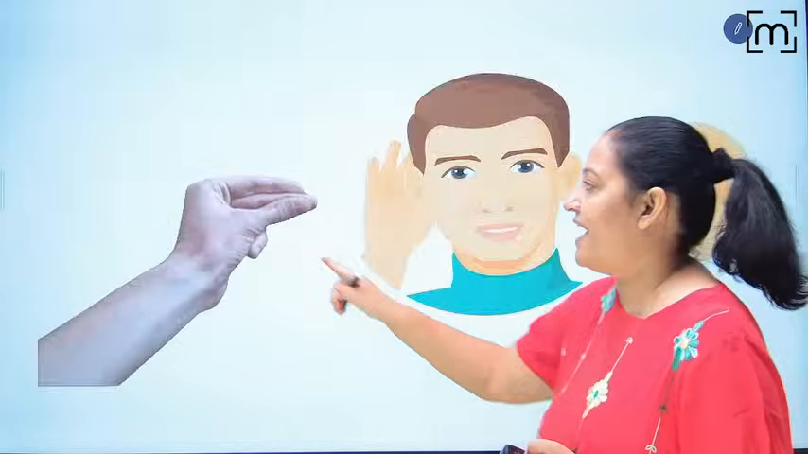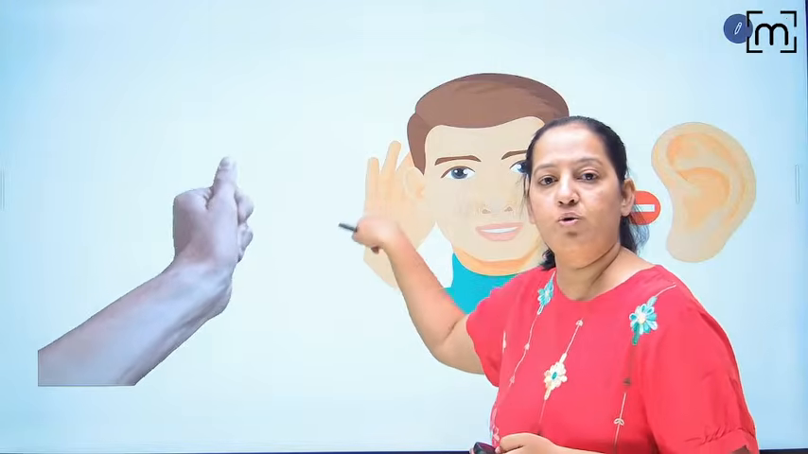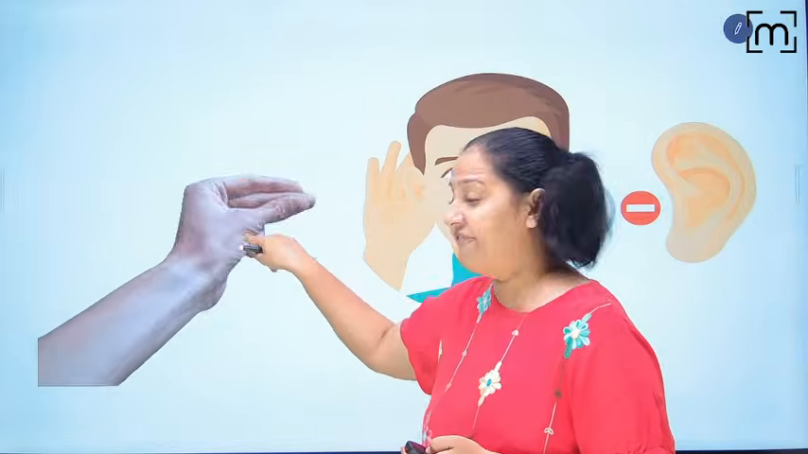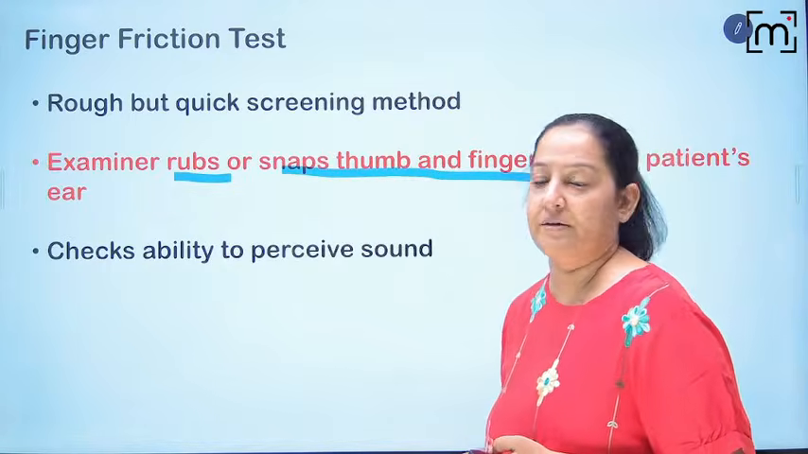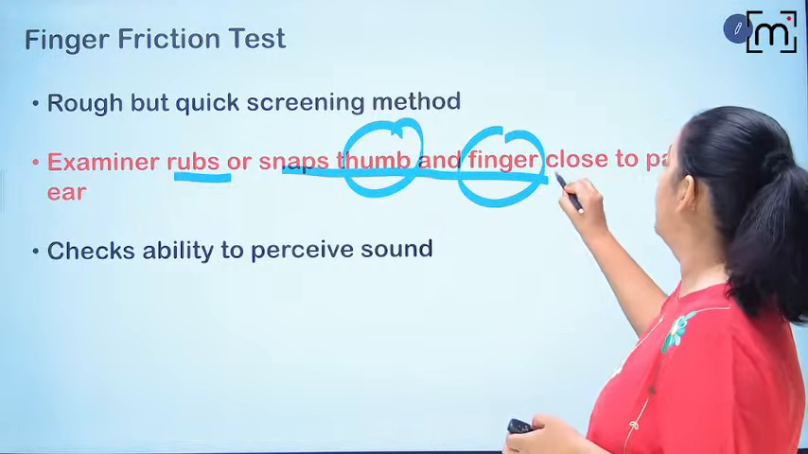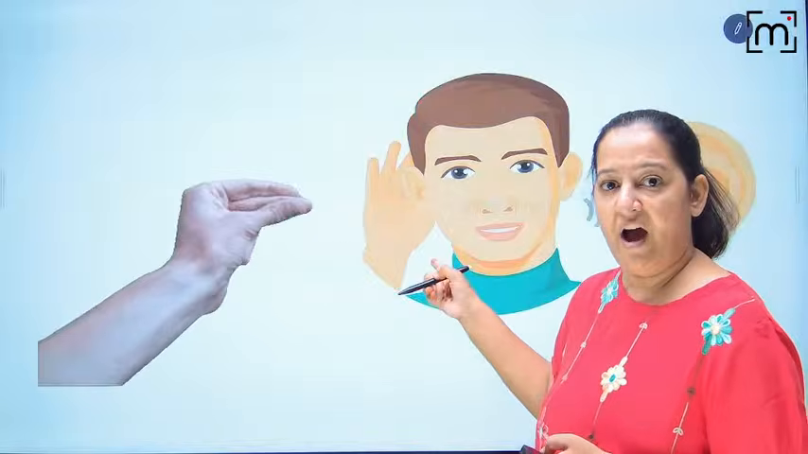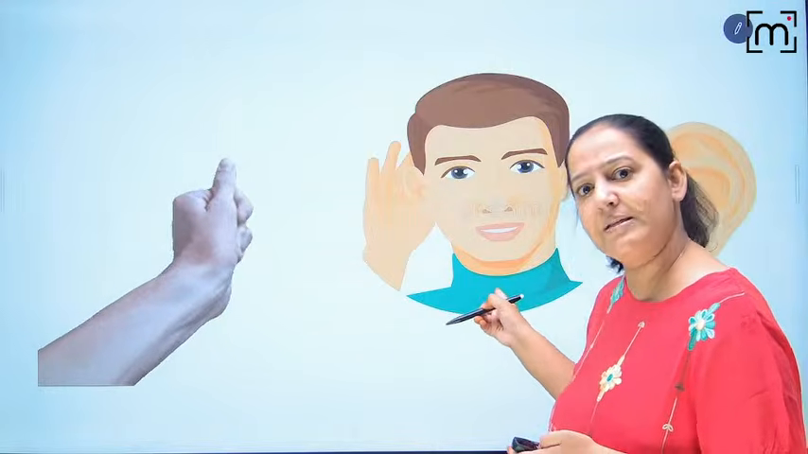And I ask the patient whether they can hear it or not. There is no particular distance. It should be close to the ear. There is no particular centimeter I should say. It is close to the ear. So the same thing is written. This is the examiner's hand, and this is the patient. So put the examiner's hand close to the patient's ear and ask the examiner to rub the finger and thumb close to the patient's ear, and check the ability to perceive the sound. We ask the patient whether they can hear it, yes or no.